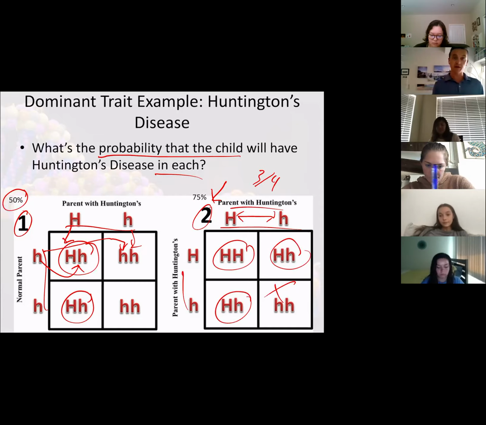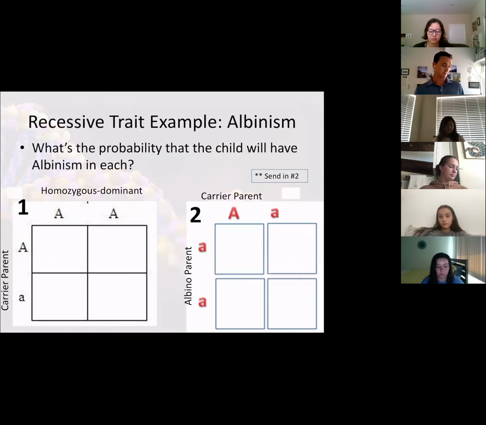Okay, good. Any questions on that before we keep rolling? That's kind of our simplest example when we're using a dominant trait there. Good. Okay. All right. I'm going to go ahead and keep moving on here.